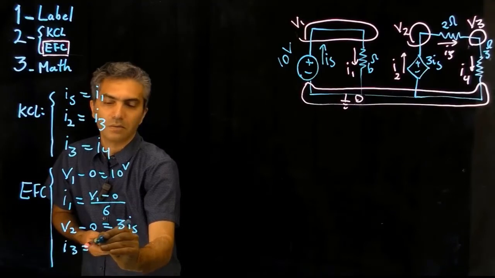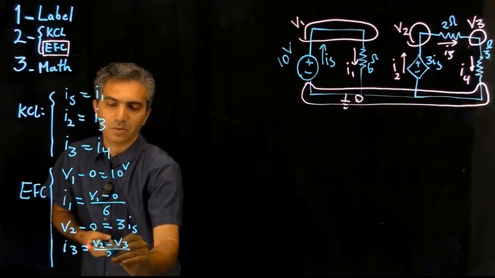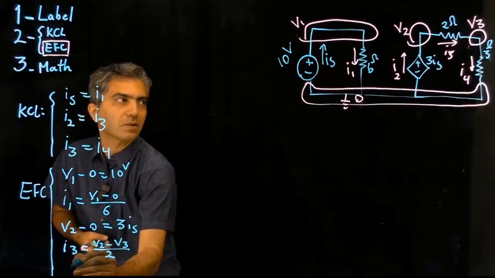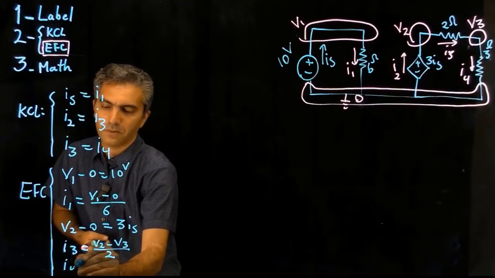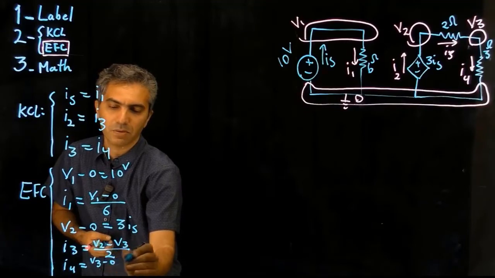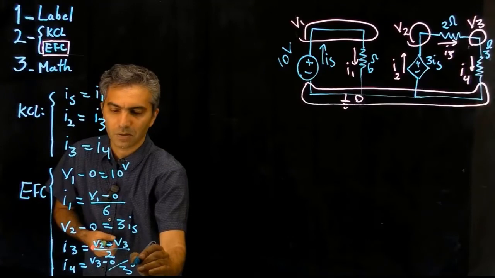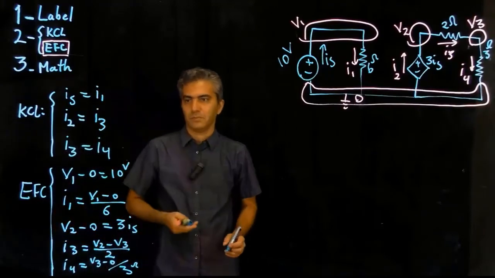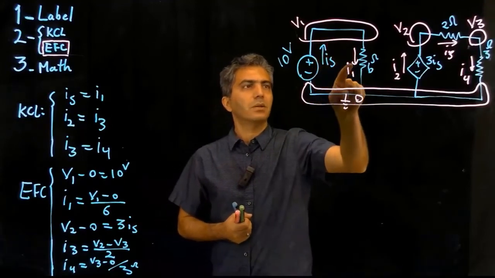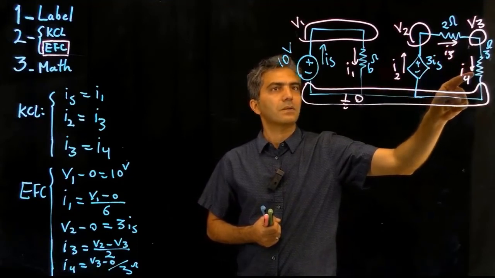I3 is V2 minus V3 divided by 2. And finally, I have to be careful here, I4 is equal to V3 minus 0 divided by 3. Now, let's count the number of unknowns in the circuit. 1, 2, 3, 4, 5, 6.